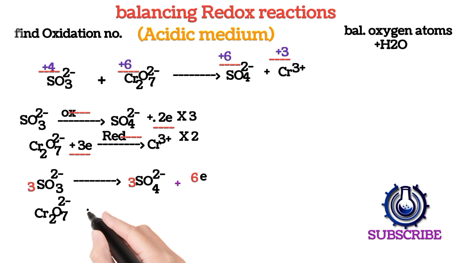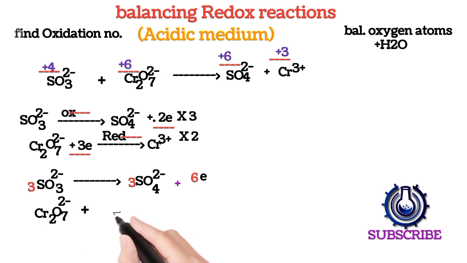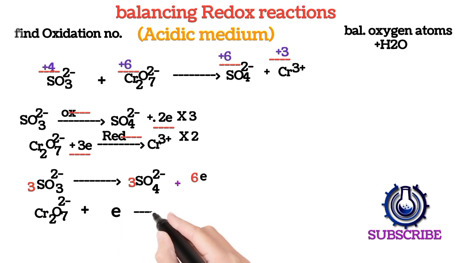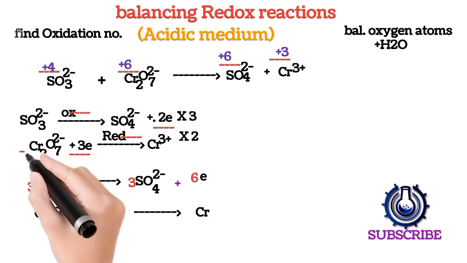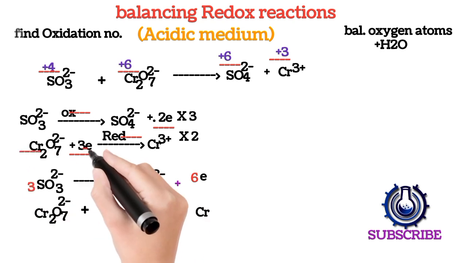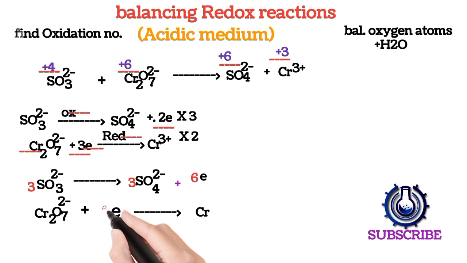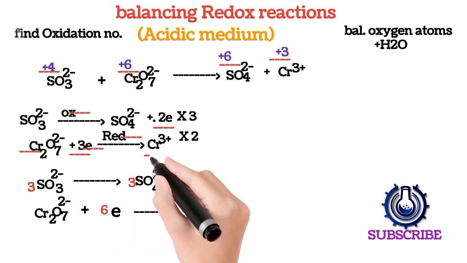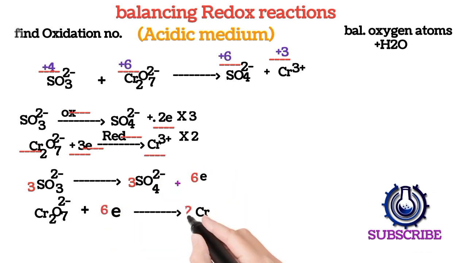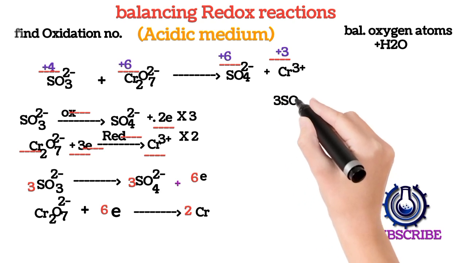Now Cr2O7 2 minus, we'll not multiply there. Let's continue. Now when we multiply 3 electrons by 2, you are going to have 6 electrons. And chromium 3 plus by 2, we have 2 chromium. And these 2 chromium will balance the Cr2 already in Cr2O7 2 minus. So there's no need to multiply Cr2.